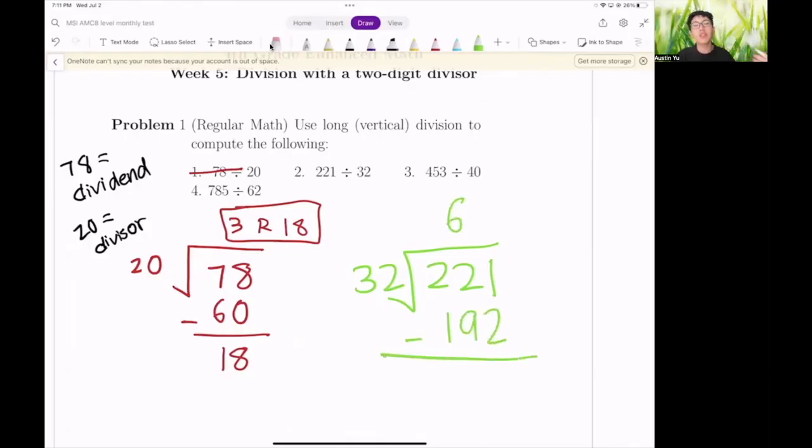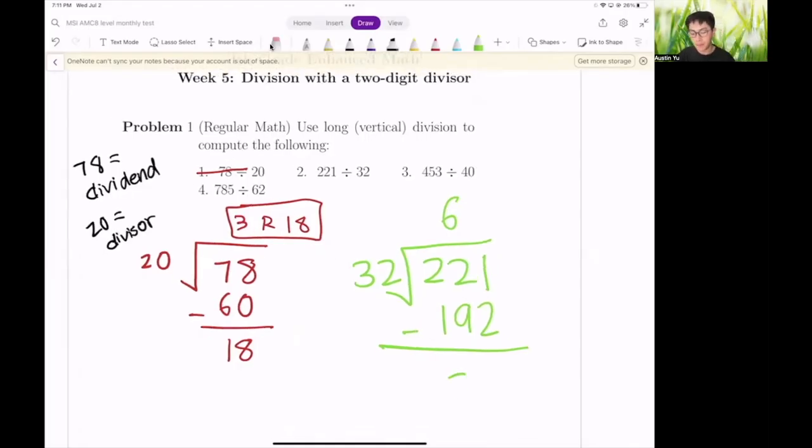And then you subtract 192 from 221 and you get 29. And you see here that again, 29 is smaller than 32, which means that we cannot divide further, and the answer is 6 with remainder 29. So these are your two answers for 1 and 2 so far.